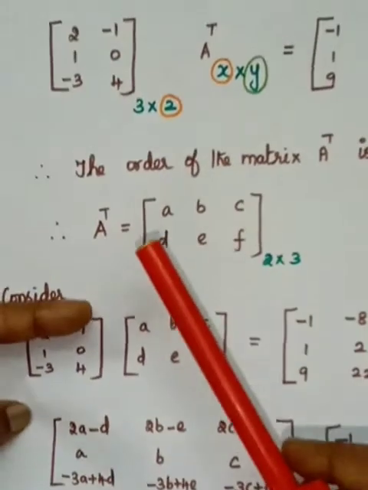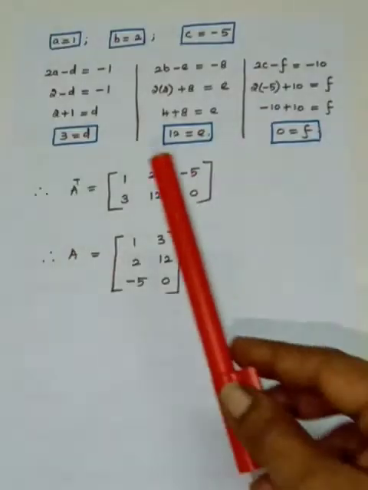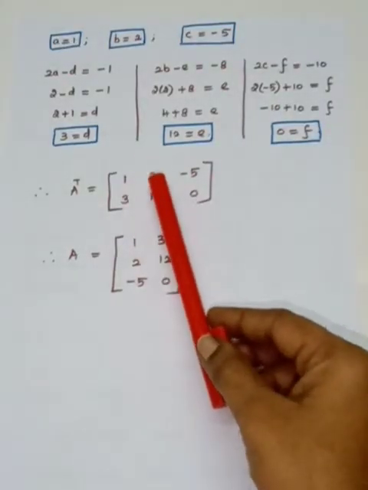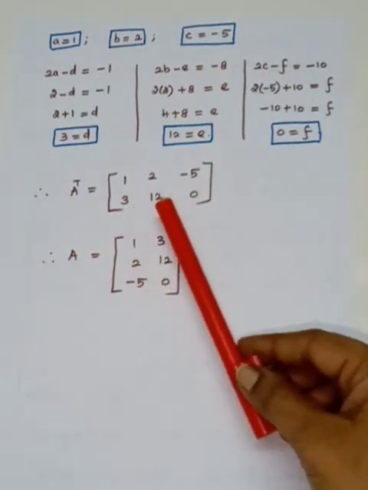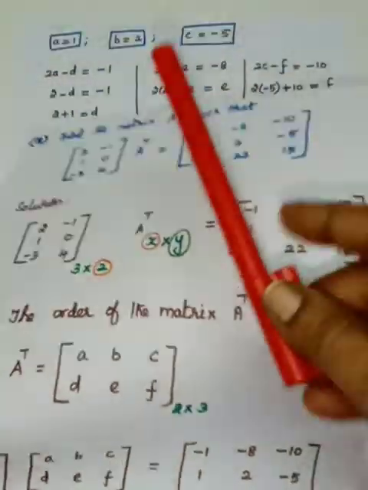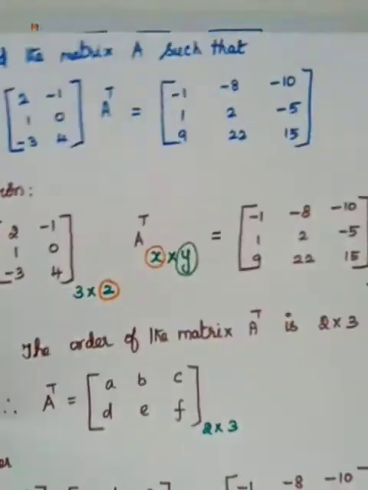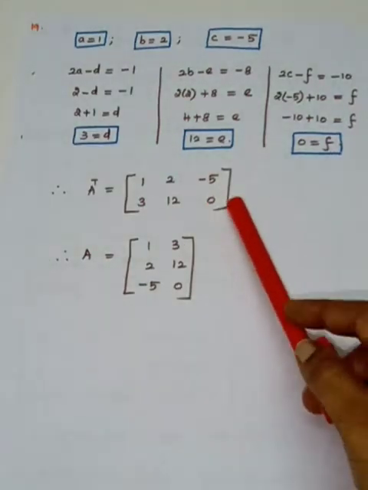So first I am going to write A transpose. In the place of A it is 1, in the place of B it is 2, in the place of C it is minus 5, D is 3, E is 12 and F is 0. But what is asked in the question? It is asked to find the matrix A. So we have found A transpose.